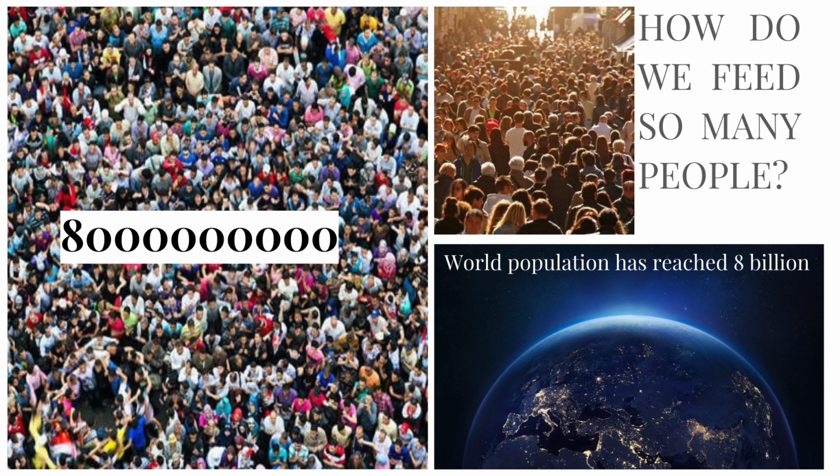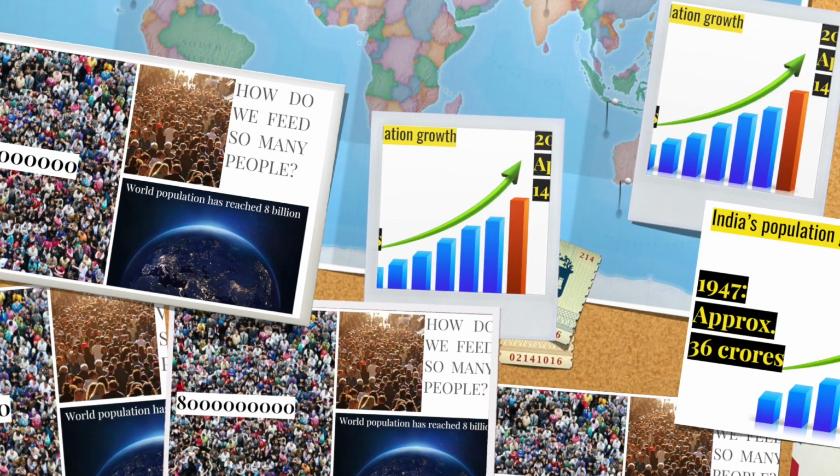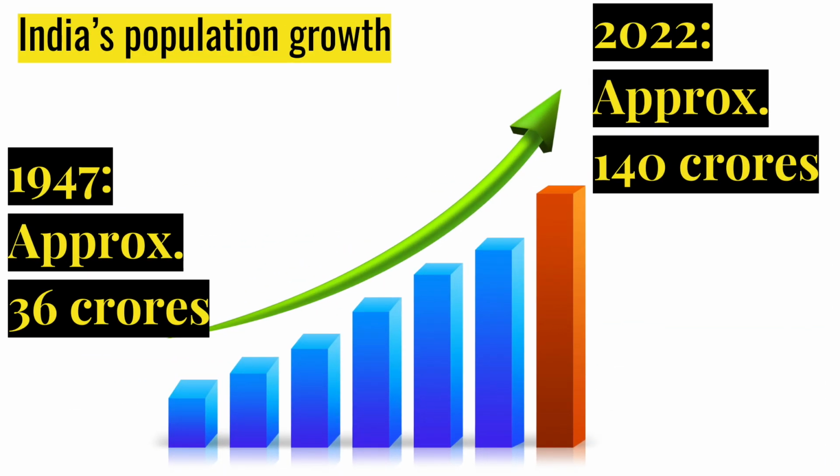If we look at India's population in 1947, our population was around 36 crores, and in 2022, we have reached about 140 crores, which is approximately four times the population. So, how have we managed to cope with such massive population growth?